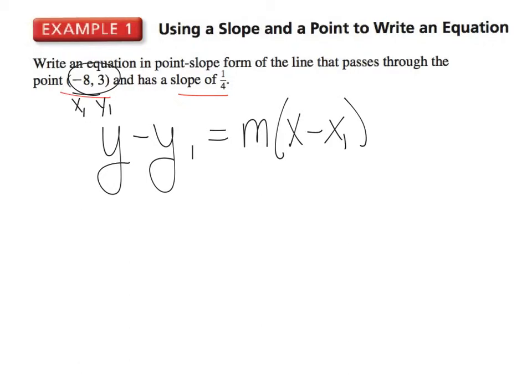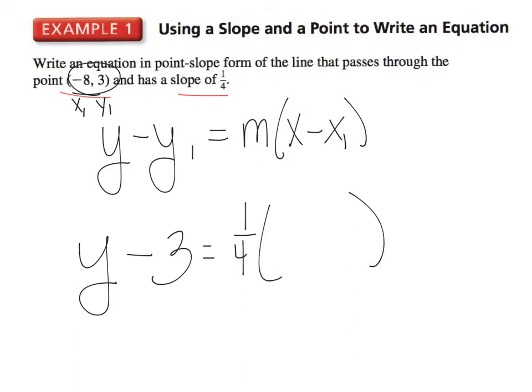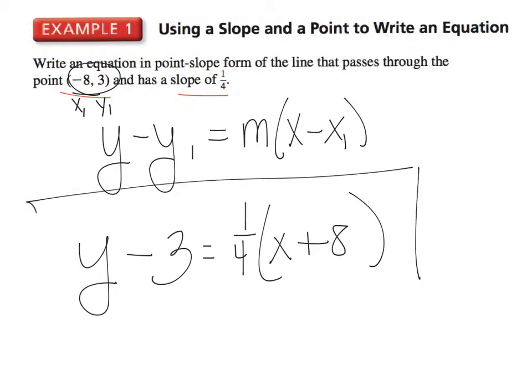So all we do is plug it in. y minus, what's your y value? 3. Equals your slope, which is 1/4, multiplied by x minus negative 8, which is x plus 8. So in point-slope form, there's your equation.